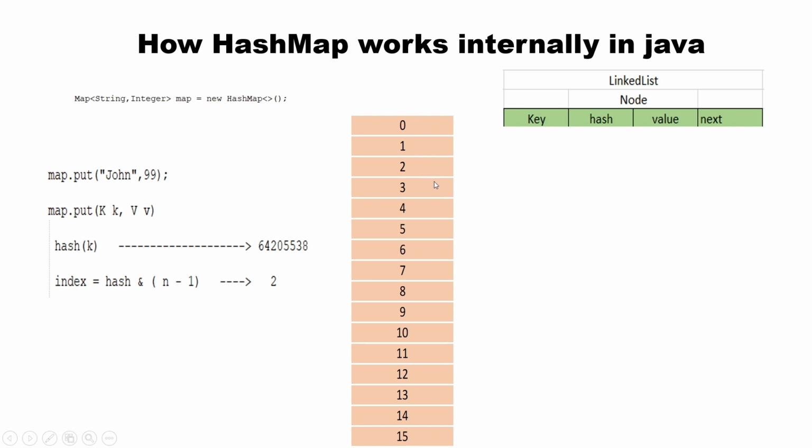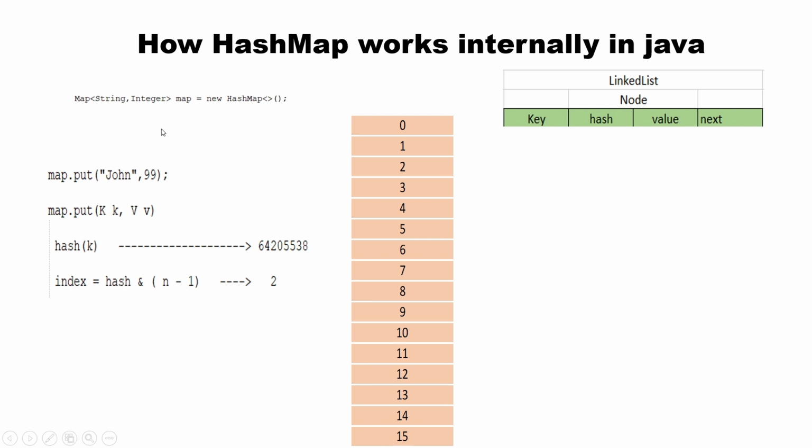Each bucket you can consider as a linked list. Each linked list can contain one or many nodes. Each node is denoted with a key, value, hash value, and next pointer. Basically, the next pointer points to another node, or you can say it holds the address of another node.